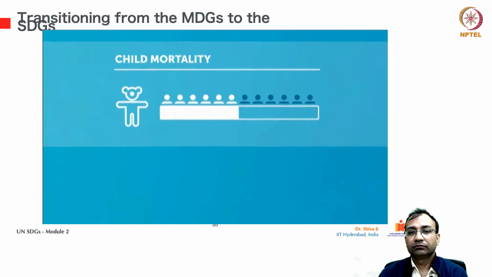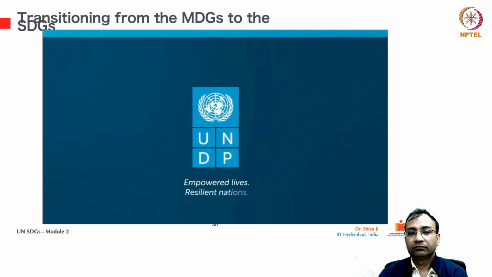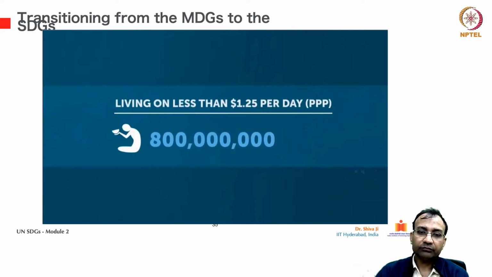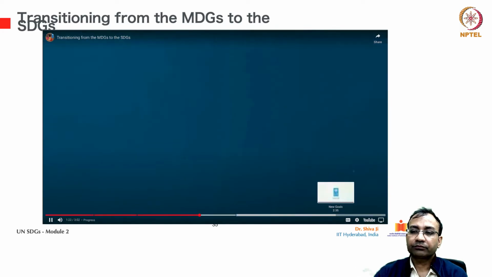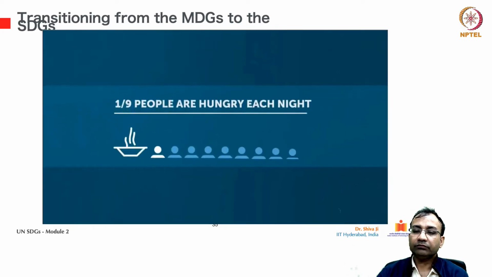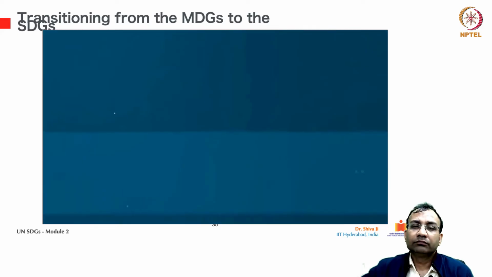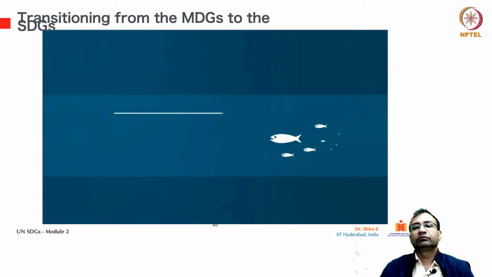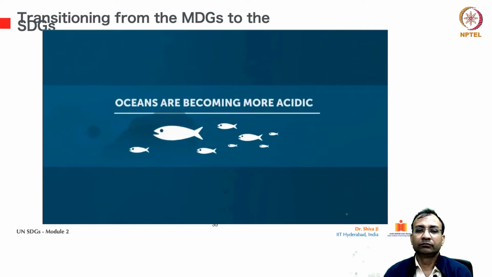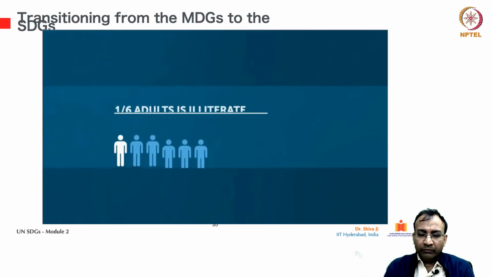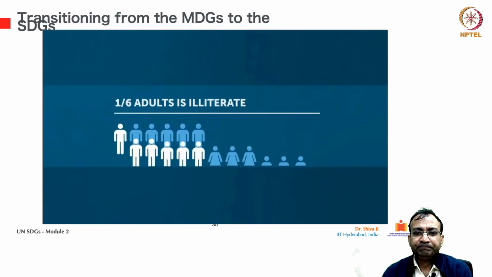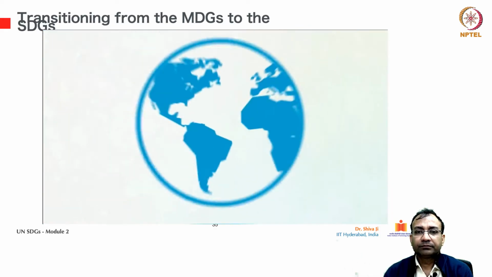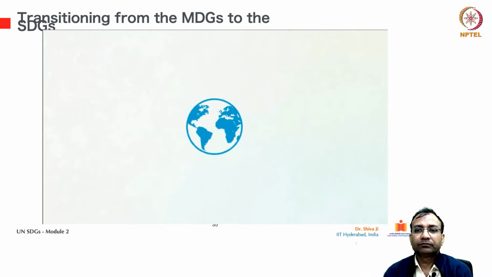As much progress as we have made together, there's still a lot more to do. Over 800 million people are still living on less than $1.25 a day. 1 in 9 people on our planet goes to sleep hungry each night. Deforestation remains alarmingly high in many countries. Oceans are becoming more acidic, threatening food security and marine ecosystems. And about 1 of every 6 adults in the world is illiterate. 2/3 of them are women. We think those are tough numbers, and so do leaders from the countries where we work.